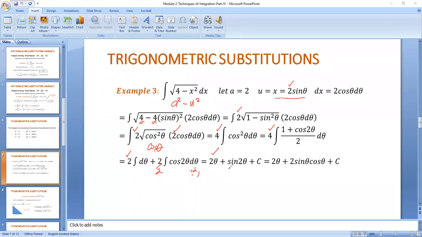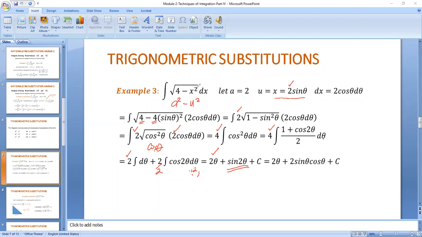Now, if you represent the sine 2 theta by its equivalent identity, that would be 2 sine theta cosine theta, from your trigonometry. And you still have the 2 theta in here plus c. Actually, if you look at it, we have already determined or evaluated the integral of the square root of 4 minus x squared dx.